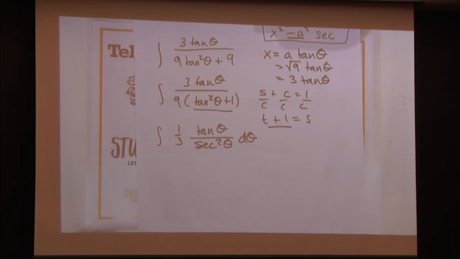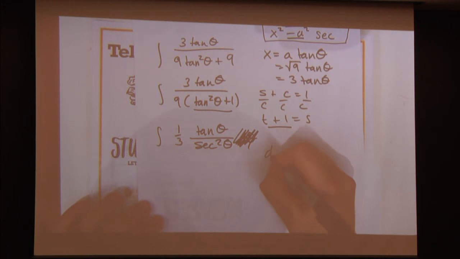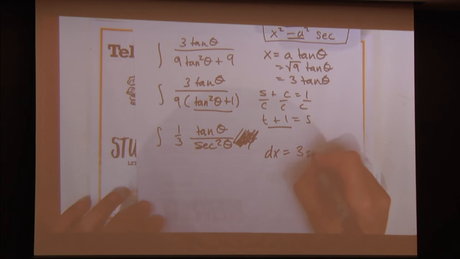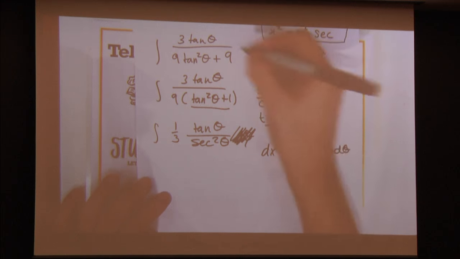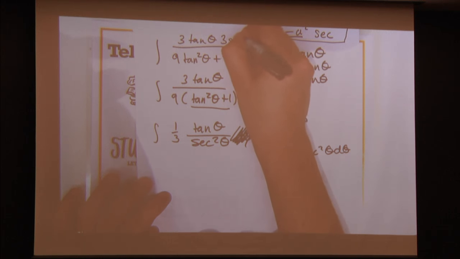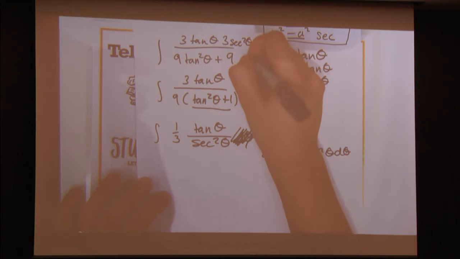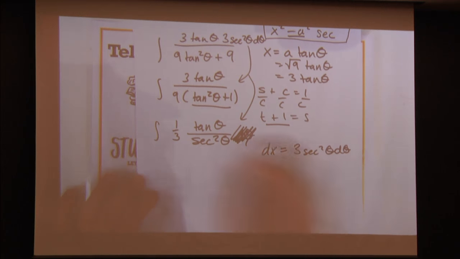I still need to find d theta. I can't just plug that in. So we need to find d theta. So dx is equal to 3 secant squared theta d theta. So that should have been up here, and here, and here. I'm going to rewrite it because I forgot it.